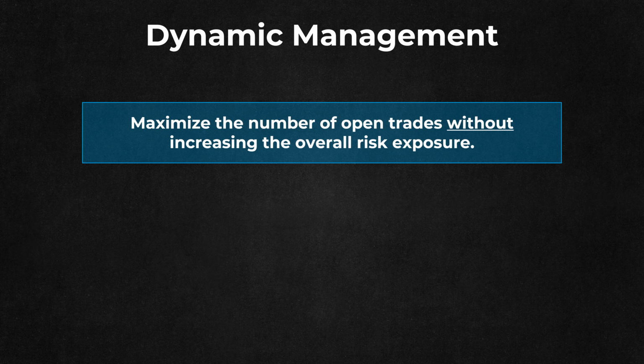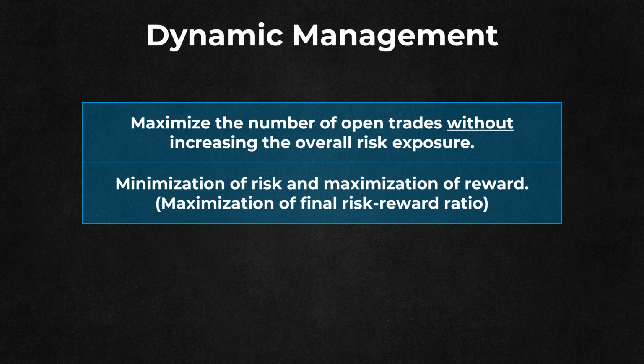The second aspect is the minimization of risk and maximization of reward, and therefore maximization of the final risk-reward ratio according to the market scenario or strategy being traded. It's not always optimal to shoot for the highest risk-reward ratio. It's not realistic. You must tailor it according to the type of strategy you trade and the market context.